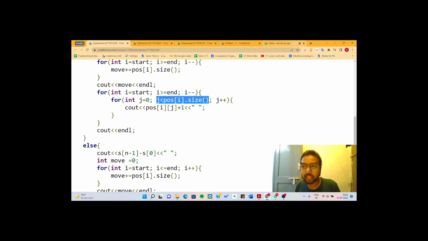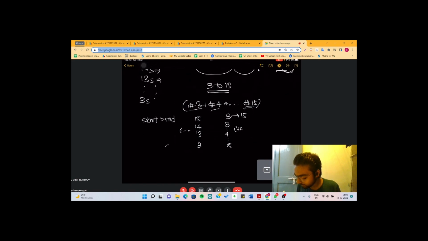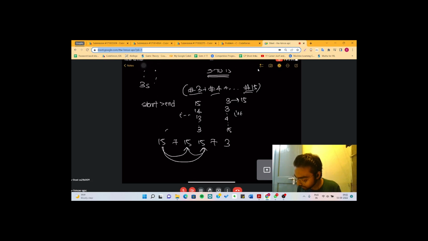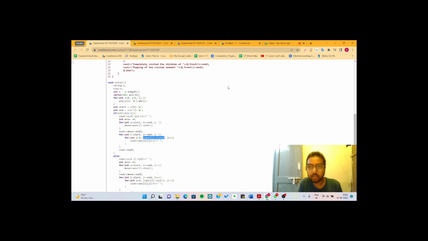Like in this example, 15 7, we could have traversed it in any order. Suppose this is your array, you can traverse this way, or you can go this way and come back. It doesn't matter, you can do both of them. So that's the explanation for this code. I hope you understood it. Thank you. So let's continue with problem D here.